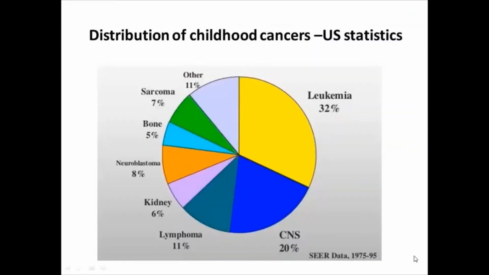As per the SEER data from 1975 to 1995, which showed the distribution of childhood cancers as per US statistics, 32% of childhood cancers comprised leukemias, around 20% were CNS tumors, around percent were lymphomas, and 6% kidney tumors. There was 8% neuroblastoma, 5% bone tumors, 7% sarcomas, and 11% constituted other cancers.